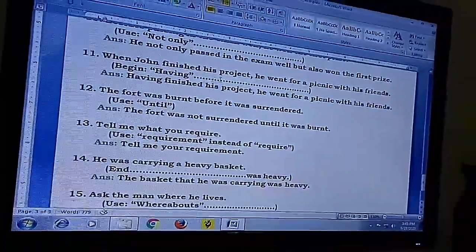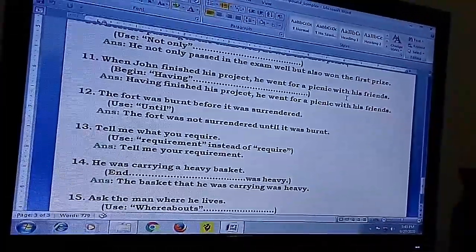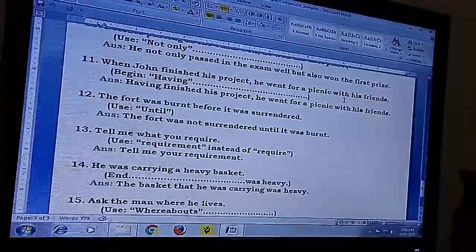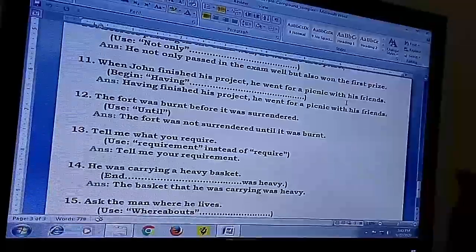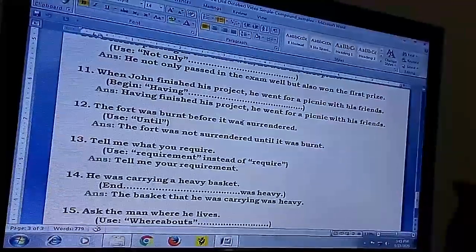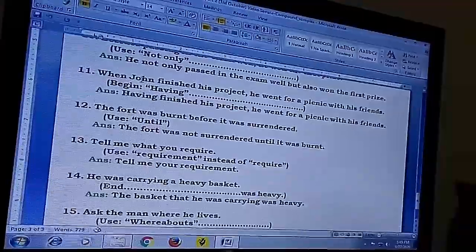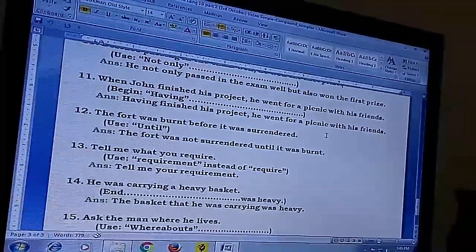When John finished his project, he went for a picnic with his friends. No complaint. No parents will complain about that. So you finish your work and then you go for adda with your friend. There's no problem. Anyhow, John also did the same thing. By the way, we are teaching grammar. So when John finished his project, he went for a picnic with his friends.